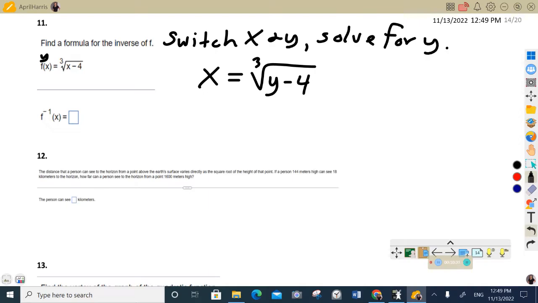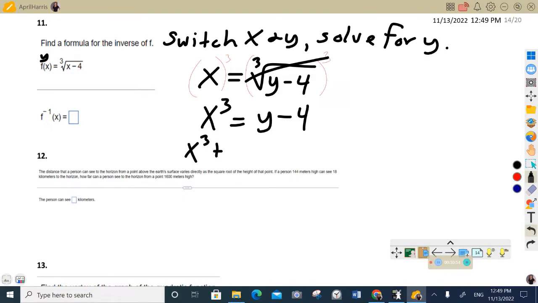I'm going to get rid of the cube root by cubing both sides. So x cubed is x cubed. On the right, the cube root and the cubes cancel, leaving you with y minus 4. And then you're going to add 4 to both sides to get x cubed plus 4 equals y. And that's not any y, that is the inverse. In our problem, they had originally labeled that as f, so f to the negative 1 means inverse, and it's going to be x cubed plus 4.